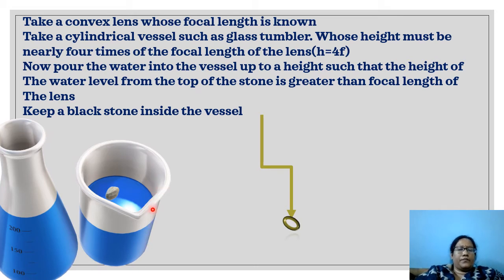So did you understand, children? Now pour the water into the vessel up to a height such that the height of the water level from the top of the stone is greater than the focal length of the lens. So keep a black stone inside the vessel.